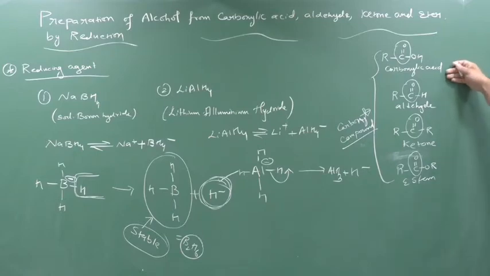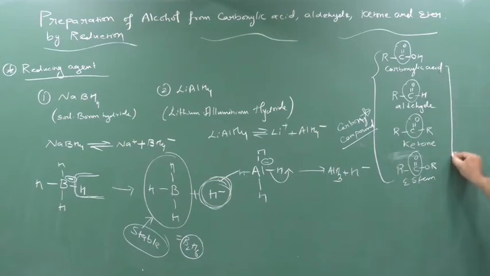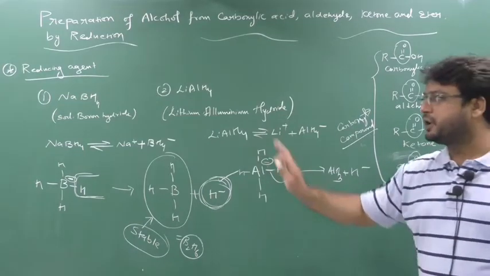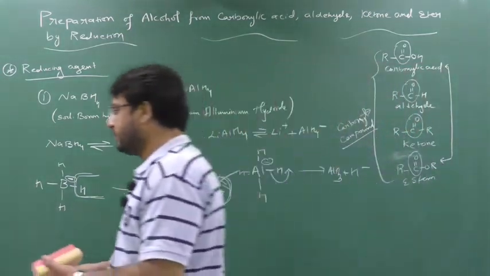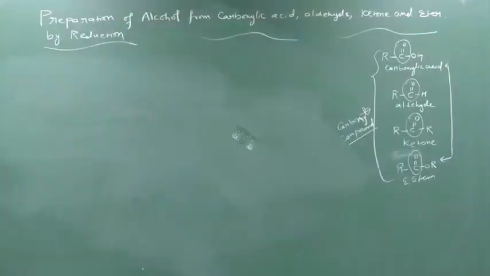Especially for carboxylic acid and ester, we usually use lithium aluminium hydride. You can use sodium boron hydride also, but in your textbook they have taken lithium aluminium hydride, so you take lithium aluminium hydride only, but you can use sodium boron hydride also. Clear this part? Okay.